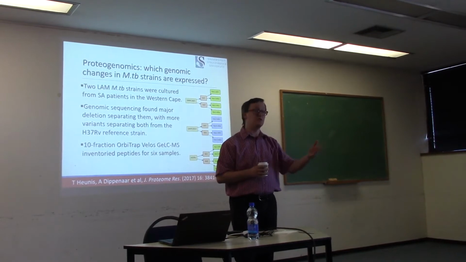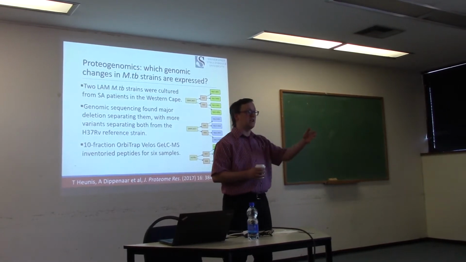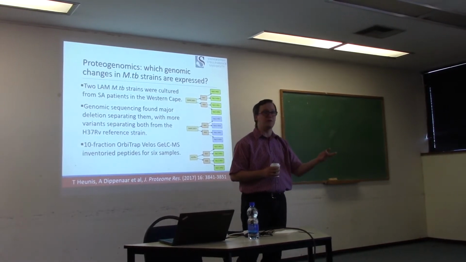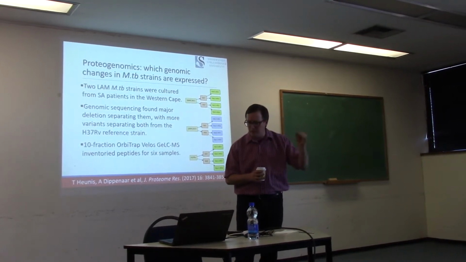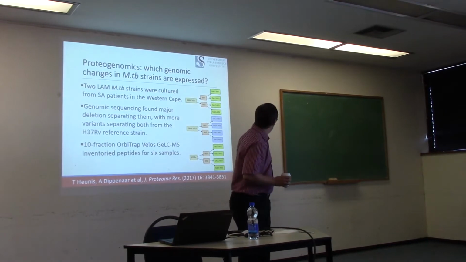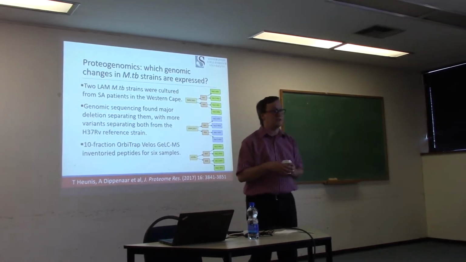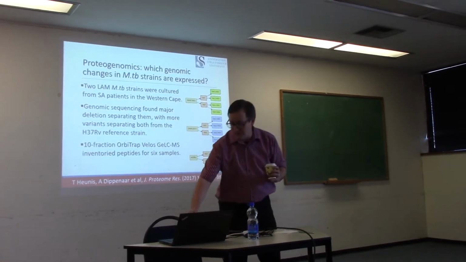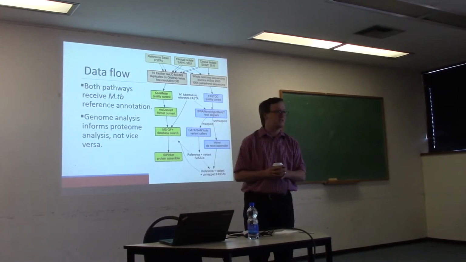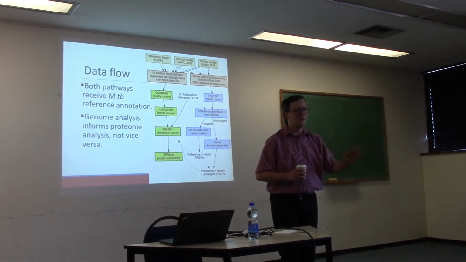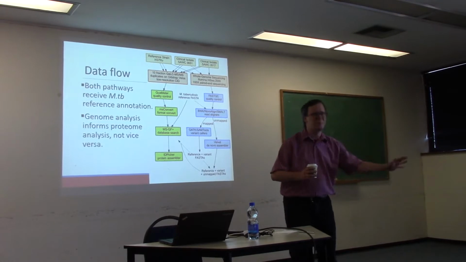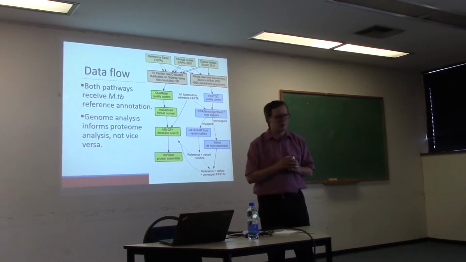Okay, so we had these data. We knew that they had major deletions that separated these 2 strains from H37Rv, and they even had some pretty significant variations between the two as well. We had the data collected on our Orbitrap Velos over at Stellenbosch University, and it was time to put all those data to the test. Now, happily, this work's been published, so I don't really have to worry about telling you any part of the story that hasn't been told already.